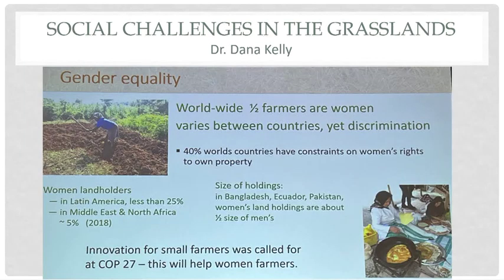Dana Kelly was the last of our keynotes and talked about social challenges in the grassland and gave a number of examples and some great case studies. One of the things she mentioned was gender equality. Worldwide, half of farmers are women, varies between countries, obviously, but 40% of the world's countries have constraints on women's rights to own property. So here's an area where we can talk about the best production methods and the need to use these production methods. But if we're not encouraging everyone and making an equal playing field for everyone, then there's problems, there's issues.